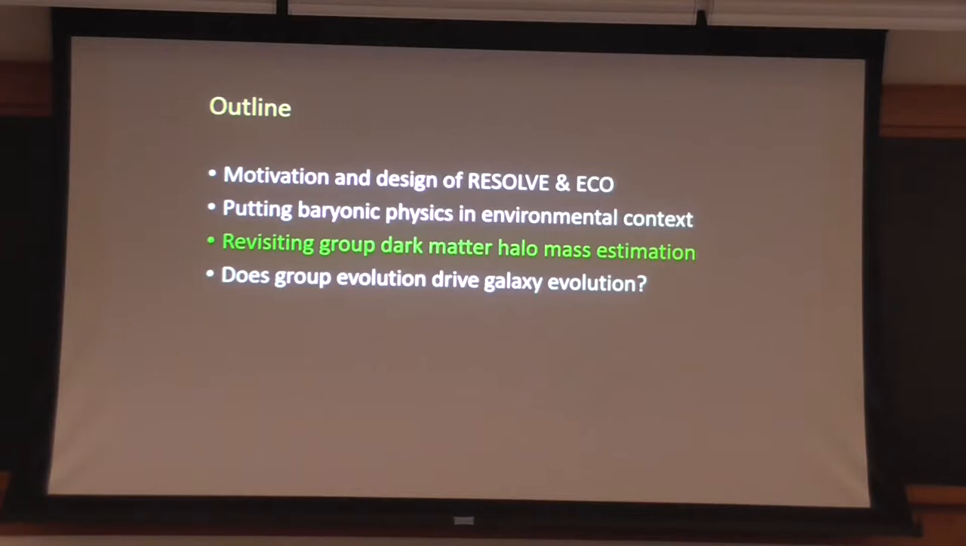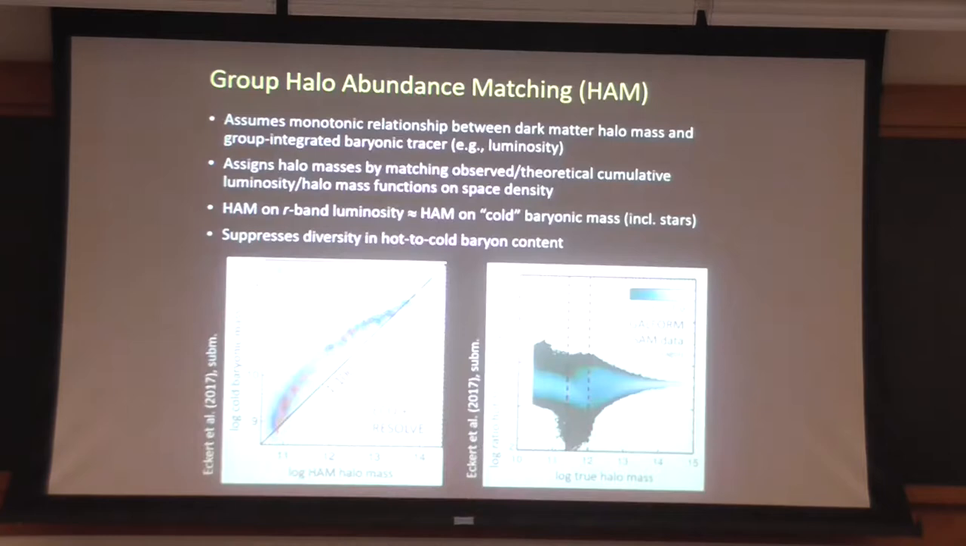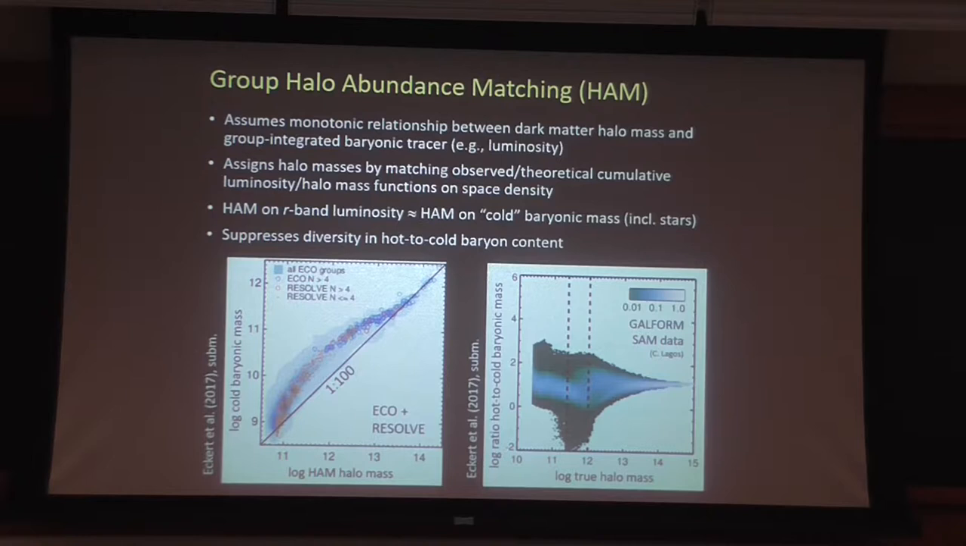So this brings me to revisiting group dark matter halo mass estimation, because that's really critical to understanding the physics. So the starting point for this is group halo abundance matching. This is the easiest thing you can do, and so it's the most common thing that is done. This assumes a monotonic relationship between the dark matter halo mass and some group integrated baryonic tracer. So for example, let's talk about luminosity. So we would assign halo masses by matching the observed and theoretical cumulative distribution functions.